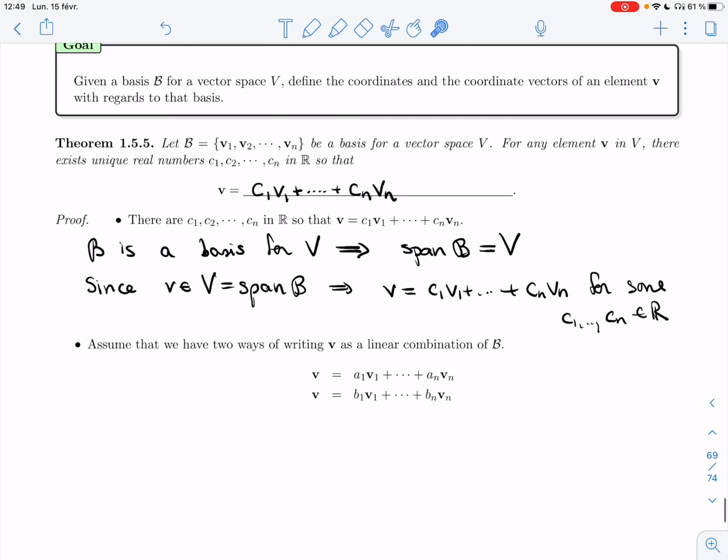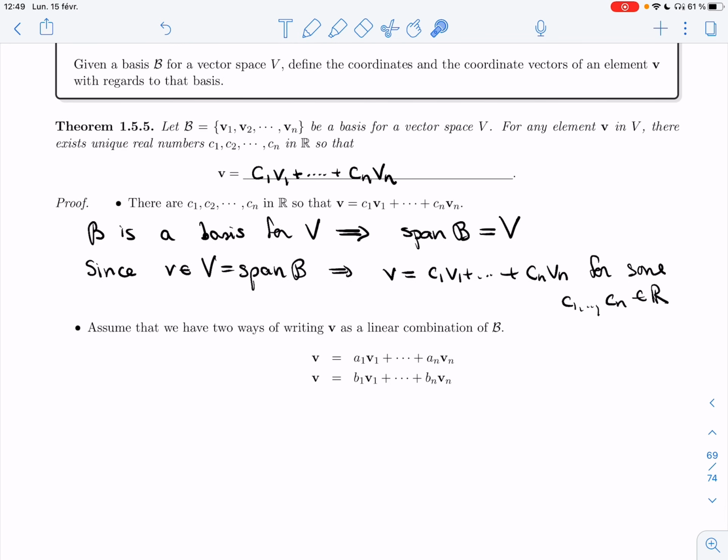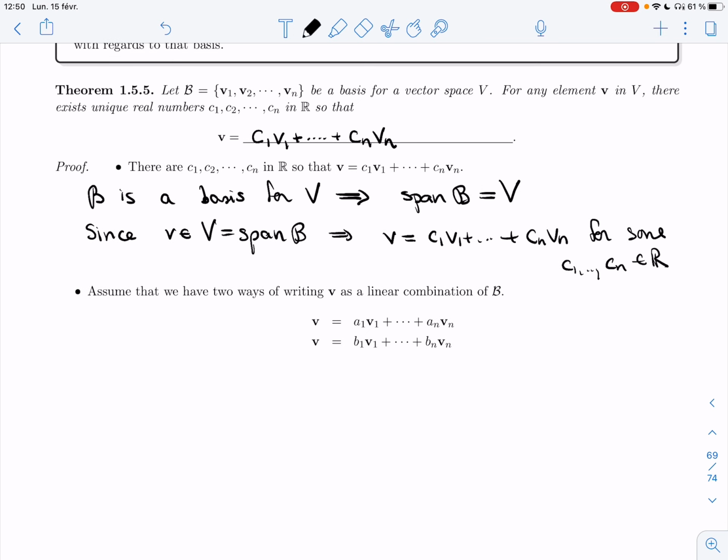All right, so the more complicated part is the fact that we have unique c1 through cn. So assume that we have two ways of writing v as a linear combination of B. Let's assume that v is a1 v1 plus ... plus an vn, and it's also b1 v1 plus ... plus bn vn. Let me call this 1, and call this 2.